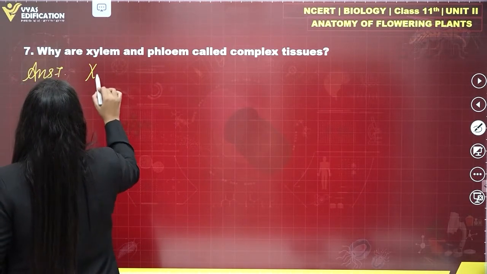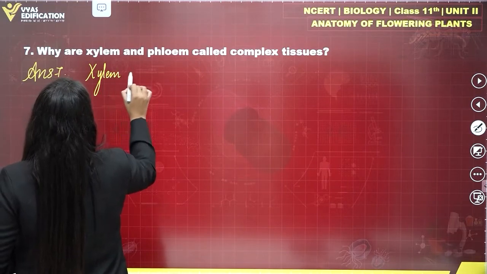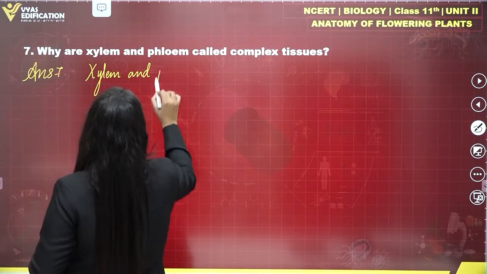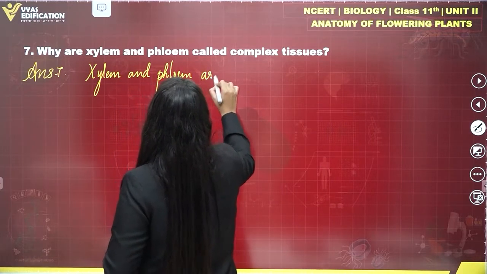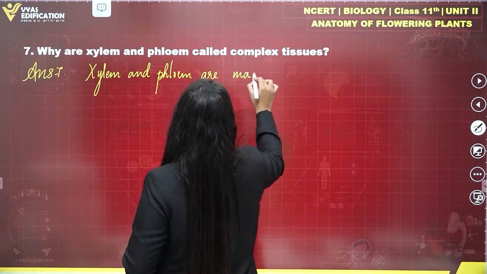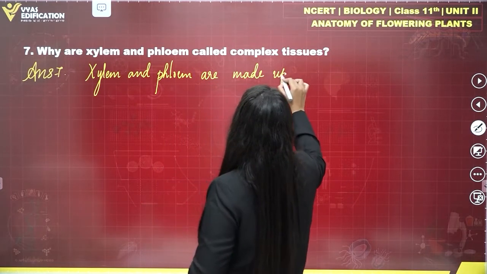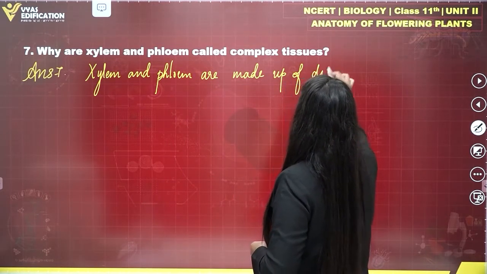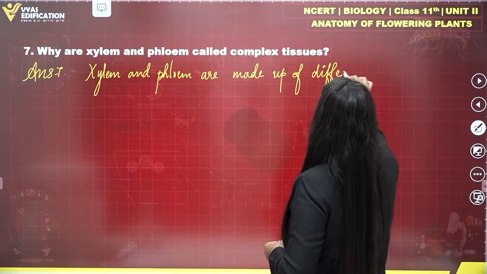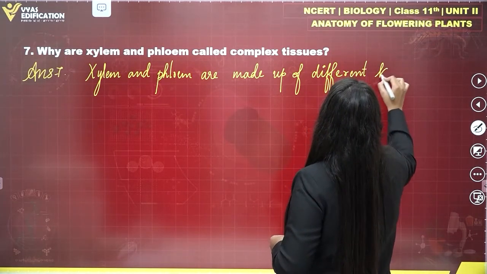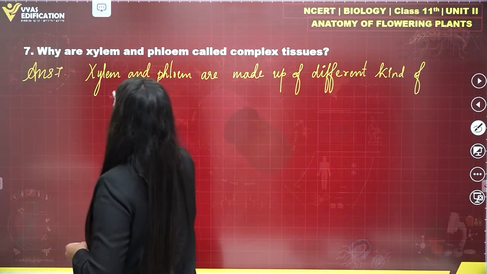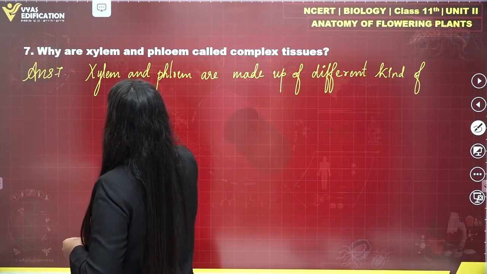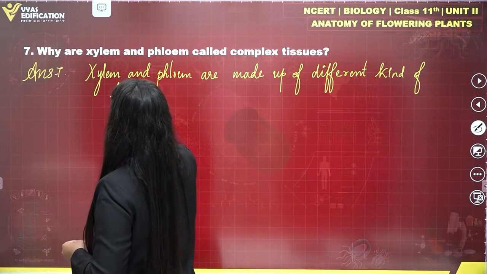So xylem and phloem. Xylem and phloem are made up of different kind of tissues, are made up of different kind of tissues, right?